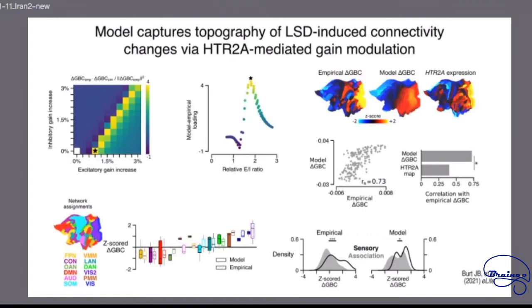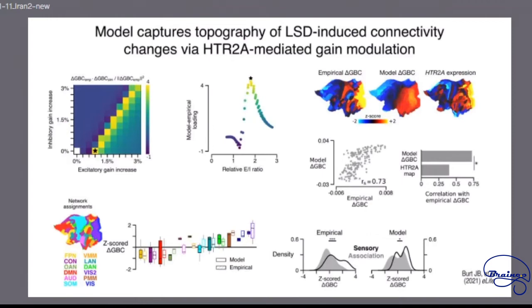The ratio of the change in excitation over the change in inhibition. And we see that it's shifted to the right, which means that this is best fit when the effect of the drug is, on net, increasing excitability, increasing the EI ratio through a gain increase on the pyramidal neurons in the model, right? And that's, I think, consistent with physiological hypotheses.